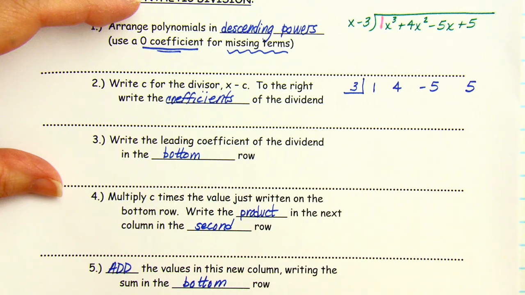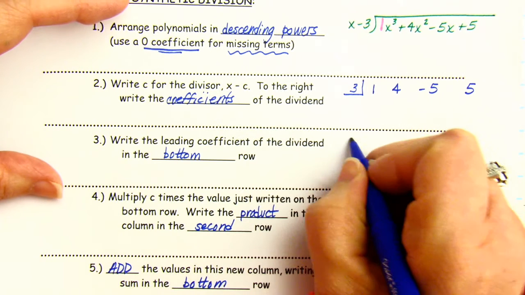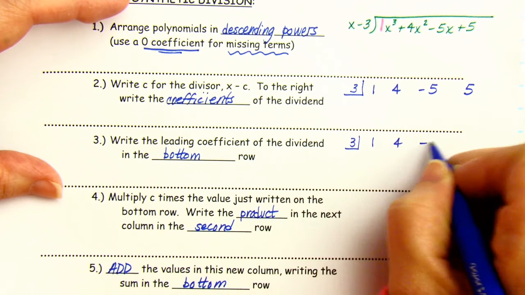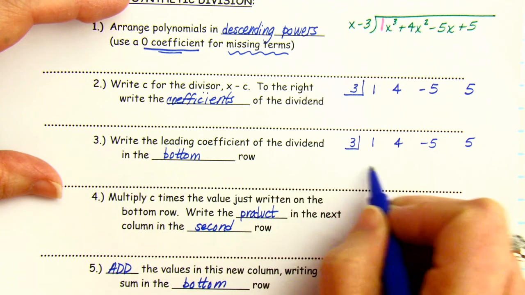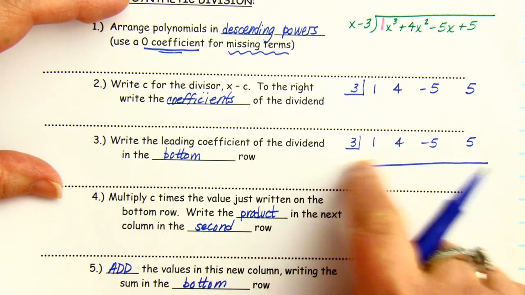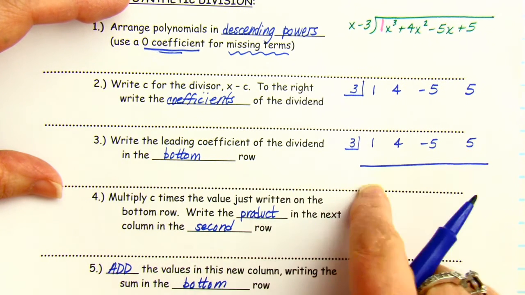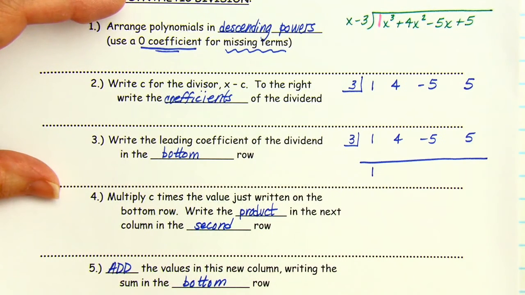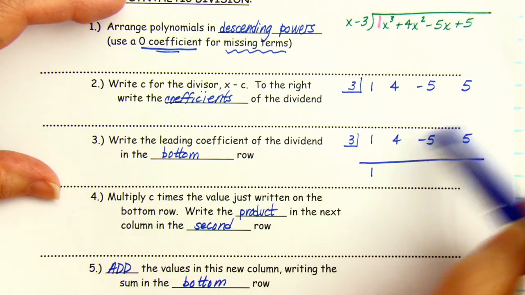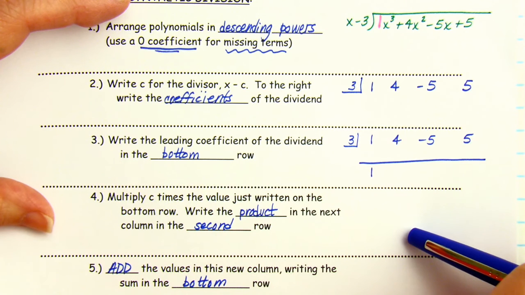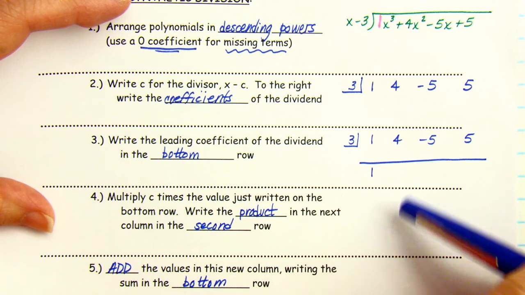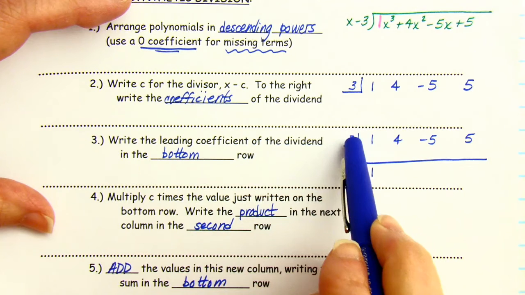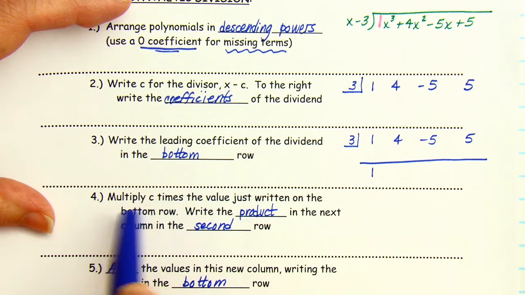Okay, let's pretend we're starting from scratch. My c value is 3 in the half box. I write the coefficients, 1, 4, -5, and 5. I put a tally bar. I want to leave like this second row, and I'm going to drop the leading coefficient to the bottom row. Okay, so you want to leave space so that you have 3 rows. All right, once you get to this step here, this says multiply c, in this case 3, with the value that you just wrote on the bottom row.